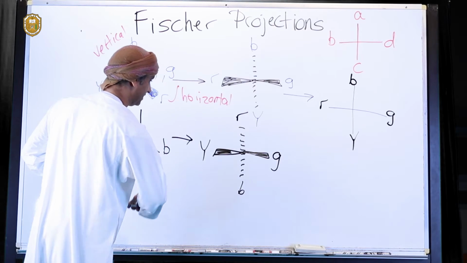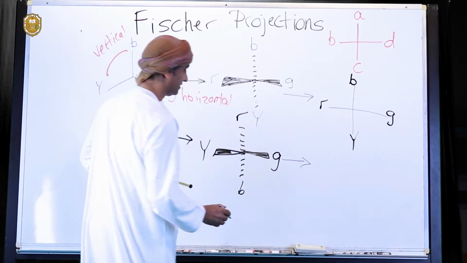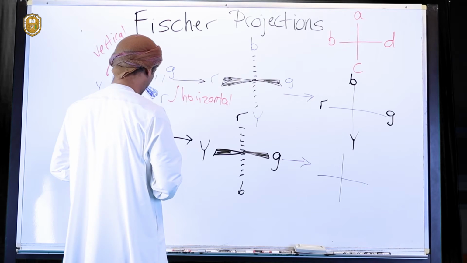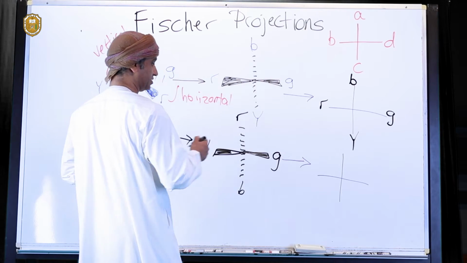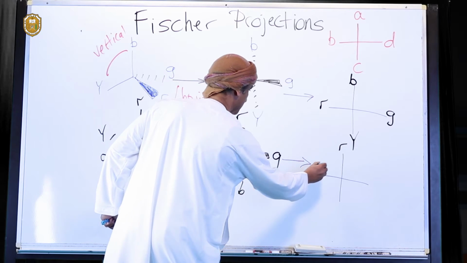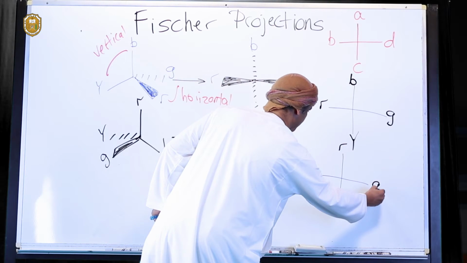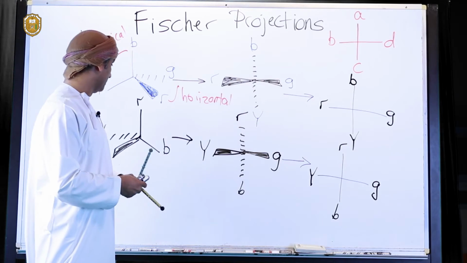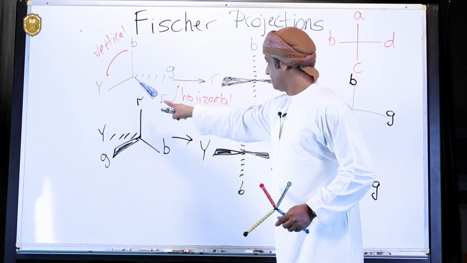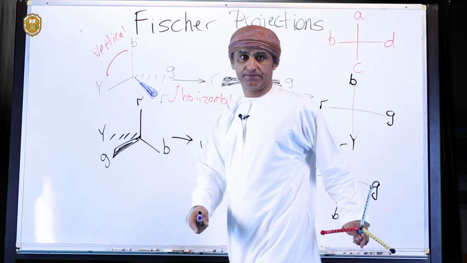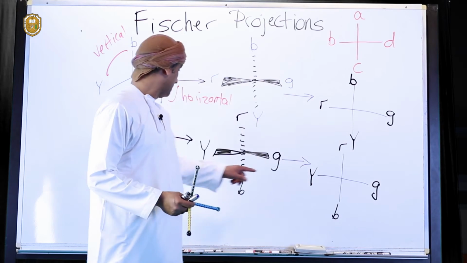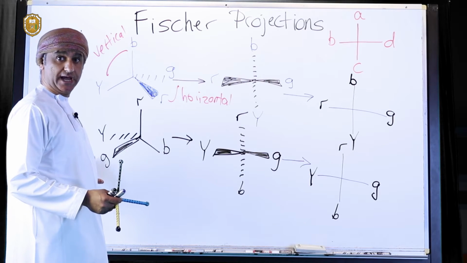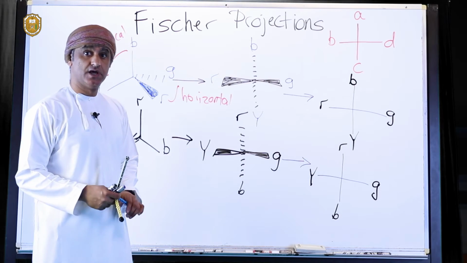Now the last step is to flatten this up so that we can represent all bonds using solid lines, vertical and horizontal, of course. So that's R, that's Y, this is G, and that's B. And again, it's clear, just like before, that the bonds which were on the plane, R and B, are now vertically drawn. Y and G were outside the plane, and they are horizontally drawn.